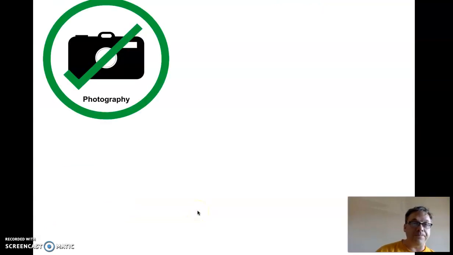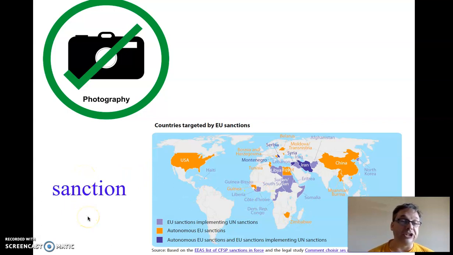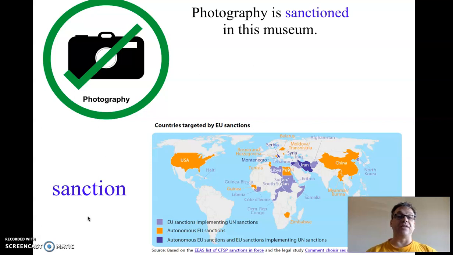Okay, let's try another one. Photography. Okay, you can see the check mark, the green. It doesn't have the no symbol. And here, the European Union has some sanctions against these countries for different things, right? The word then is sanction. In the first, photography is sanctioned in this museum.